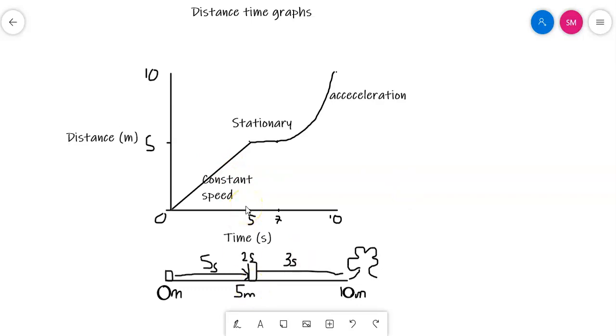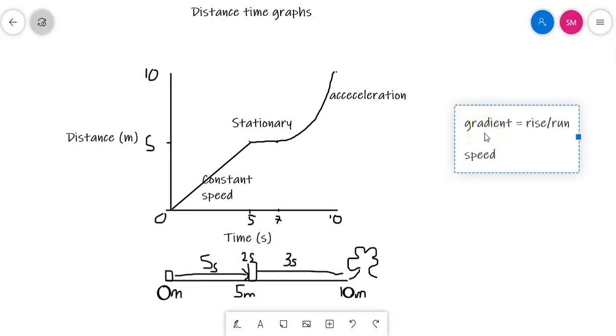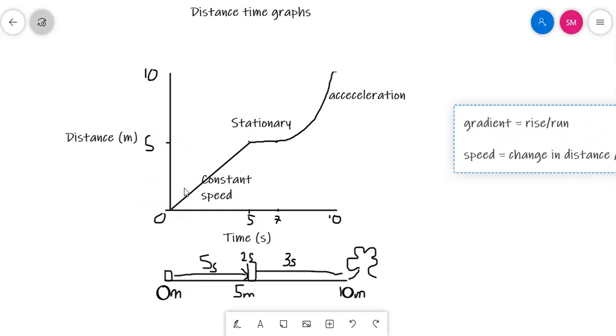To do that, it's the gradient, the steepness of this line, that tells us how fast the object is traveling. To calculate the gradient of something, it's the rise over the run. So gradient equals the rise divided by the run. In other words, because the gradient tells us the speed, the speed is equal to the change in the rise, which is the change in distance, divided by the change in time.